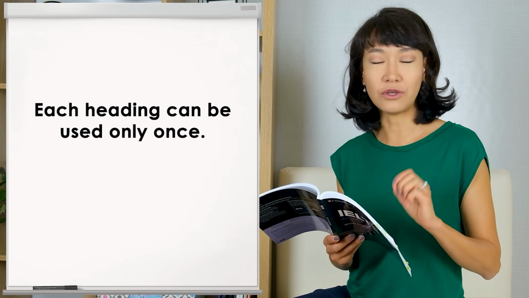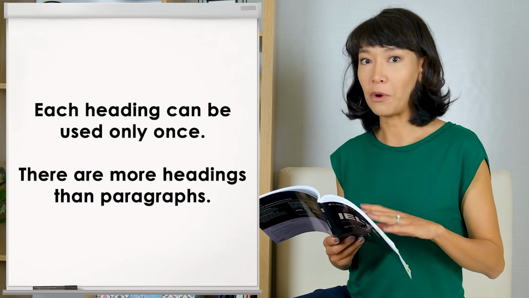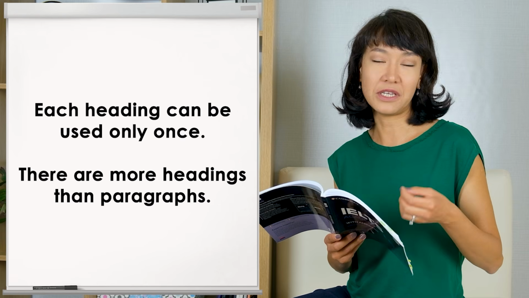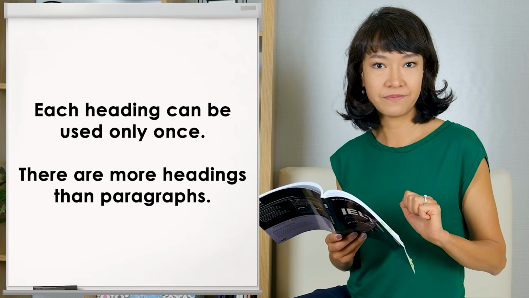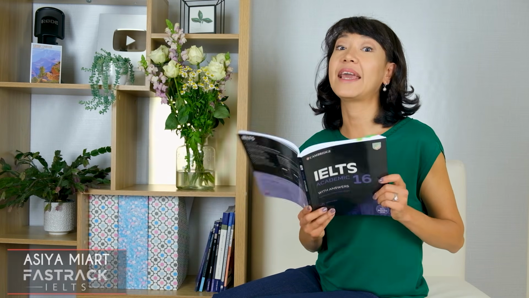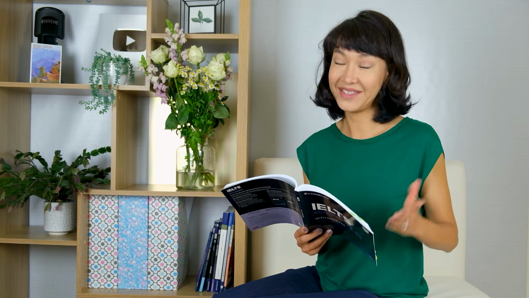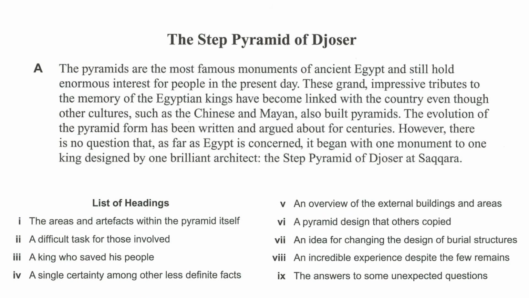Before we begin, remember this. Each heading can be used only once. There are more headings than paragraphs, which means that some headings won't be used. Our questions are coming from authentic practice tests by Cambridge English, which I recommend for your practice. Count how many questions you answer correctly. Here is the task. Read the title first, then the headings, then the first paragraph, and try to find the answer. Go ahead and pause the video now and resume once you're ready.